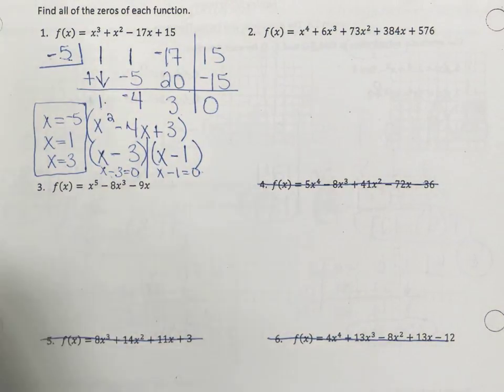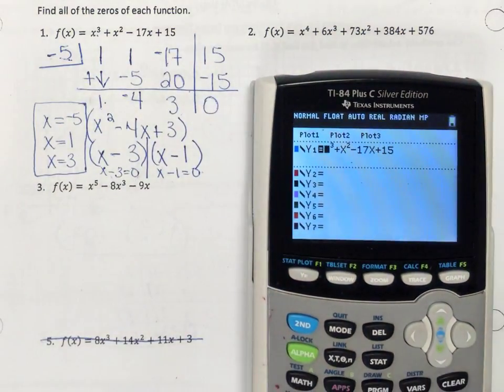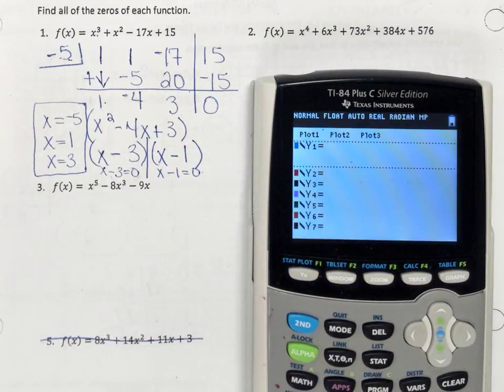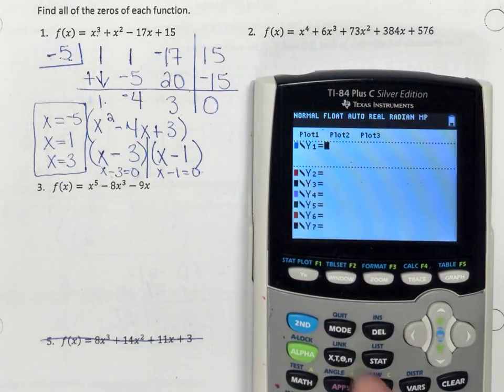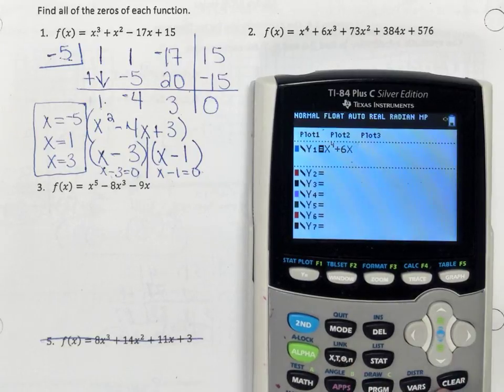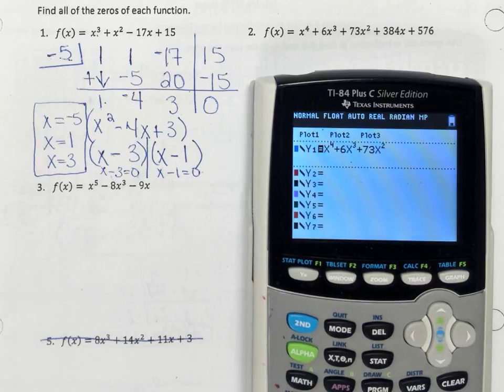All right, so here we go. Let's do number 2. Go to y equals, clear it out, and let's plug in -2. Now, number 2, you just got to be careful because there's a lot of stuff there, okay? So x to the 4 plus 6x to the 3rd plus 73x squared plus 384x plus 576. Make sure you plug it in, okay?